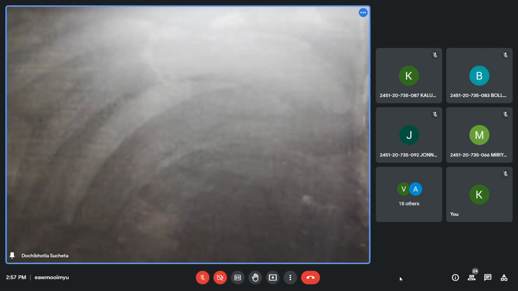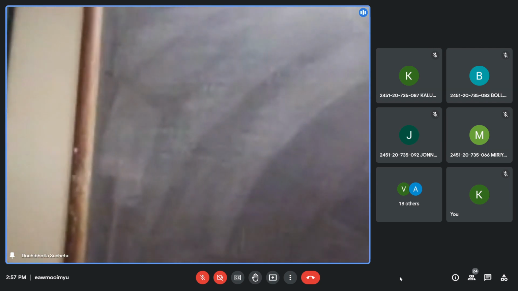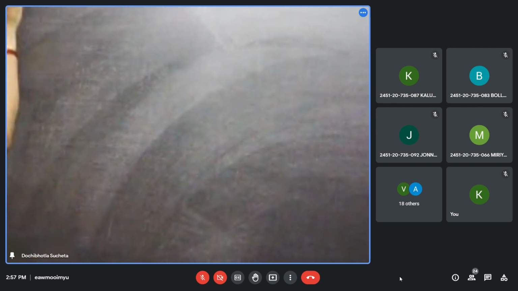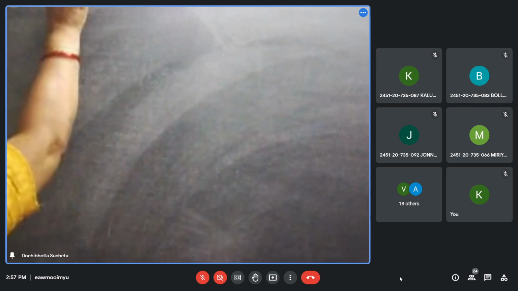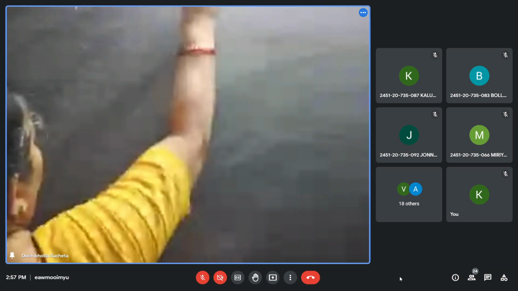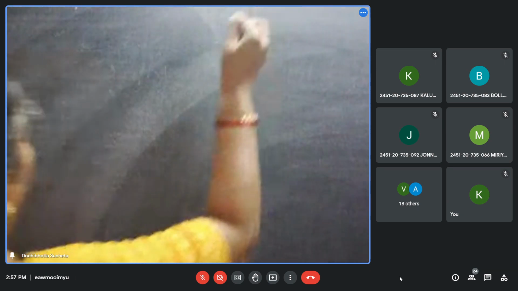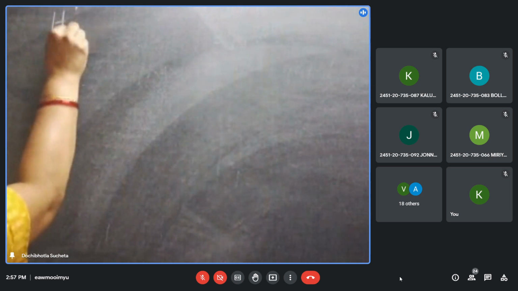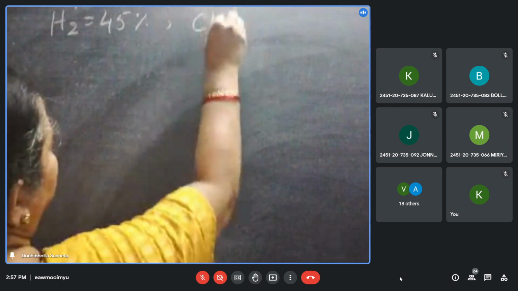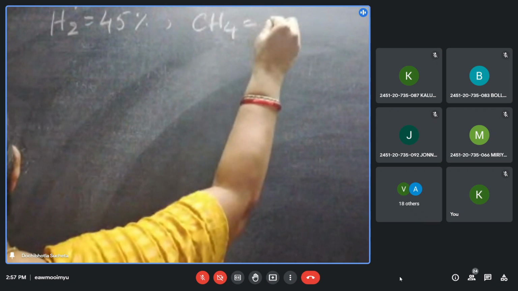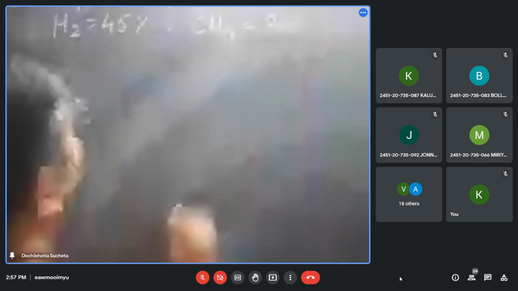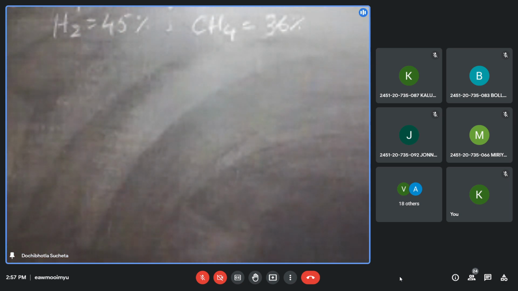Hydrogen 45%. Methane, CH4, 36%. See, the sum total should be 100.